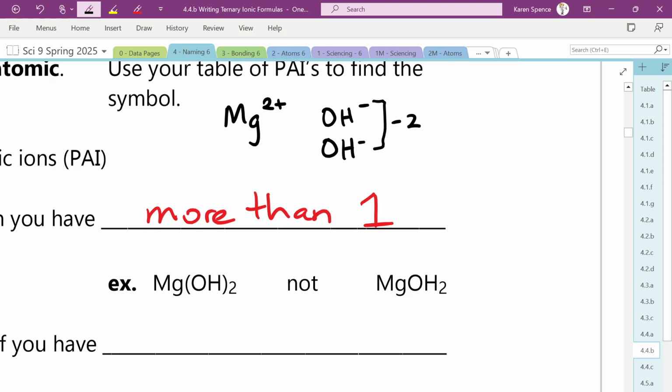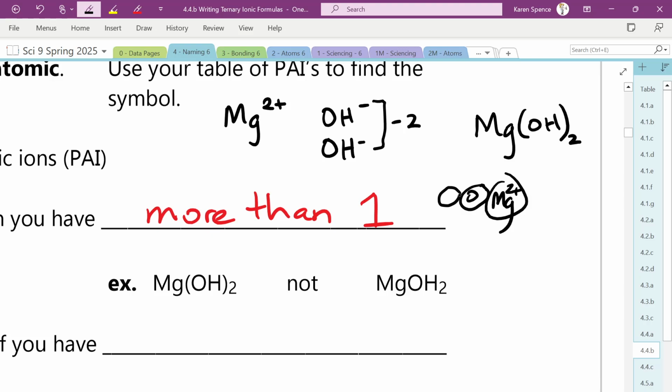If I write it like this, Mg(OH)2, and put that in brackets, that means I've got a magnesium, 2+, and then I've got an O and an H, and I've got another O and an H. That little 2 there multiplies everything inside the brackets. Okay?